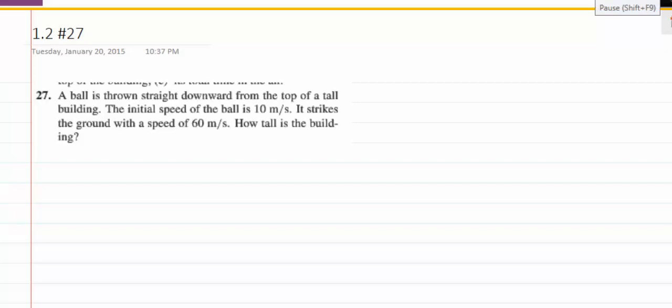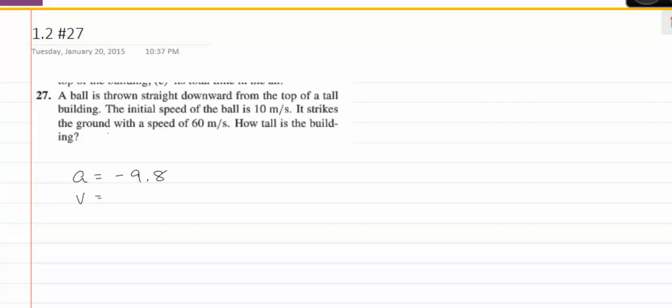This is section 1.2, number 27. We've got a problem involving a ball being thrown straight downward from the top of a tall building. So we're going to start off with knowing that the ball is subject to acceleration due to gravity. So acceleration is negative 9.8 meters per second squared.